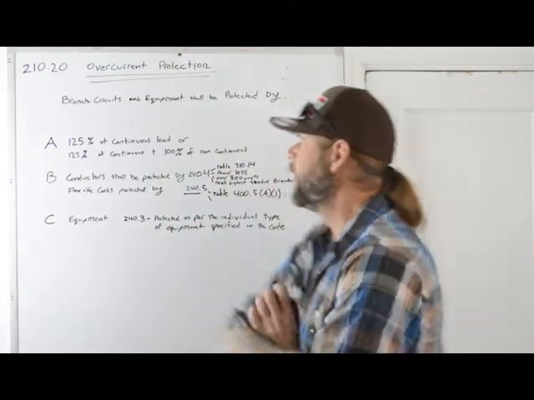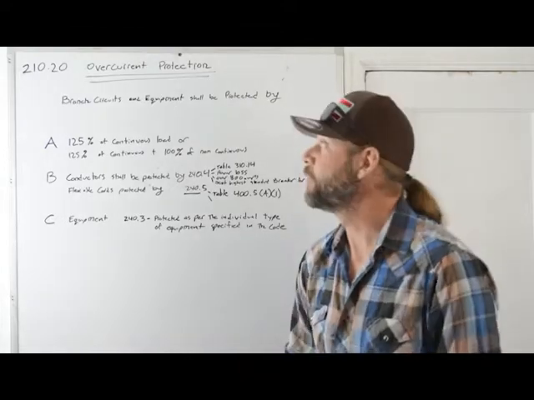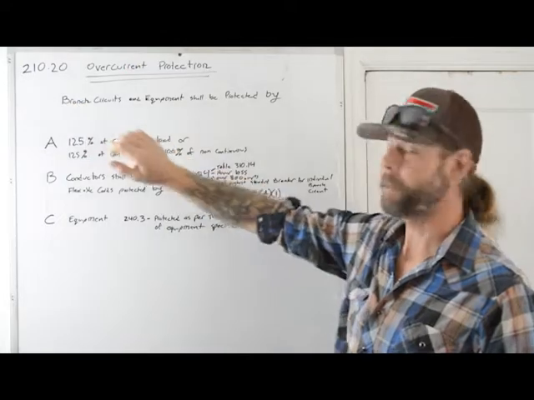All right, let's talk about it. Your NEC today is 210.20, overcurrent protection, and this is overcurrent protection specifically for branch circuits.